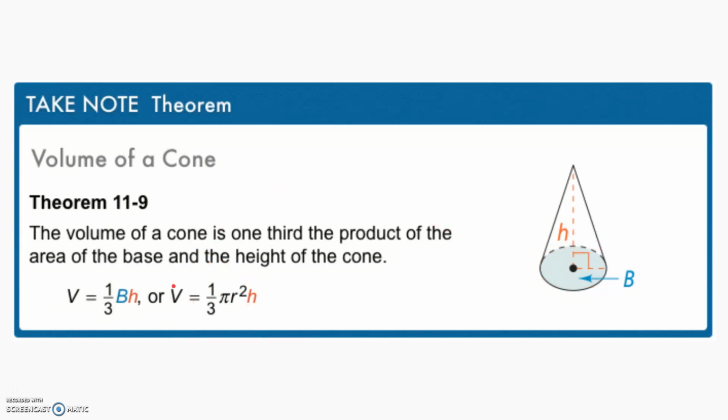So another way to write that volume formula is 1/3 times pi r squared h. And if you go back and check the cylinder volume formula, it's actually this part. So the only difference between a cone volume and a cylinder volume is this 1/3 out front. Okay?